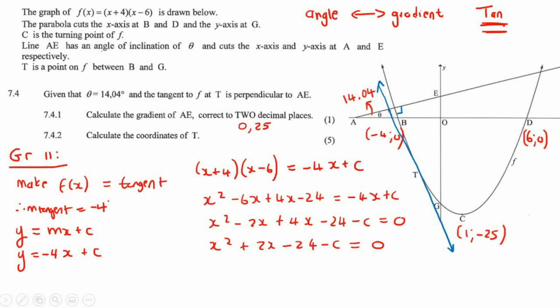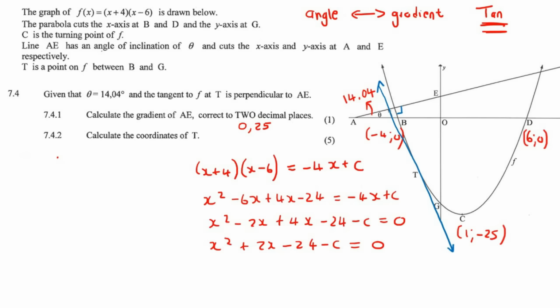So, as we said, we only want the tangent to touch the parabola once. So we only want this equation, when we solve it, to have one answer. So you might be thinking, okay, Kevin, I understand, but how do we make it so that it only has one answer? Well, this is where we come back to nature of roots.